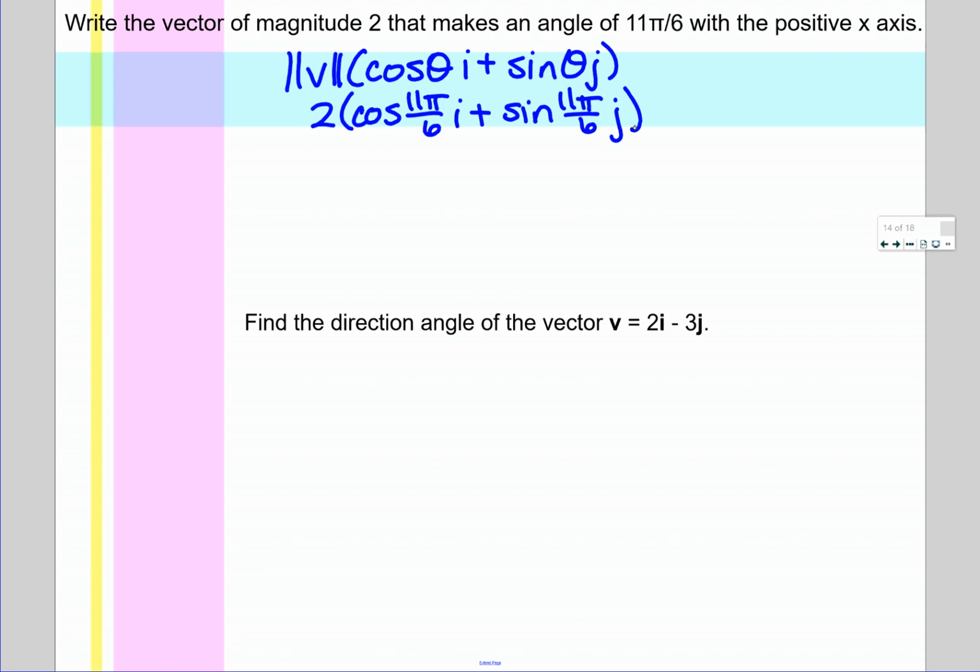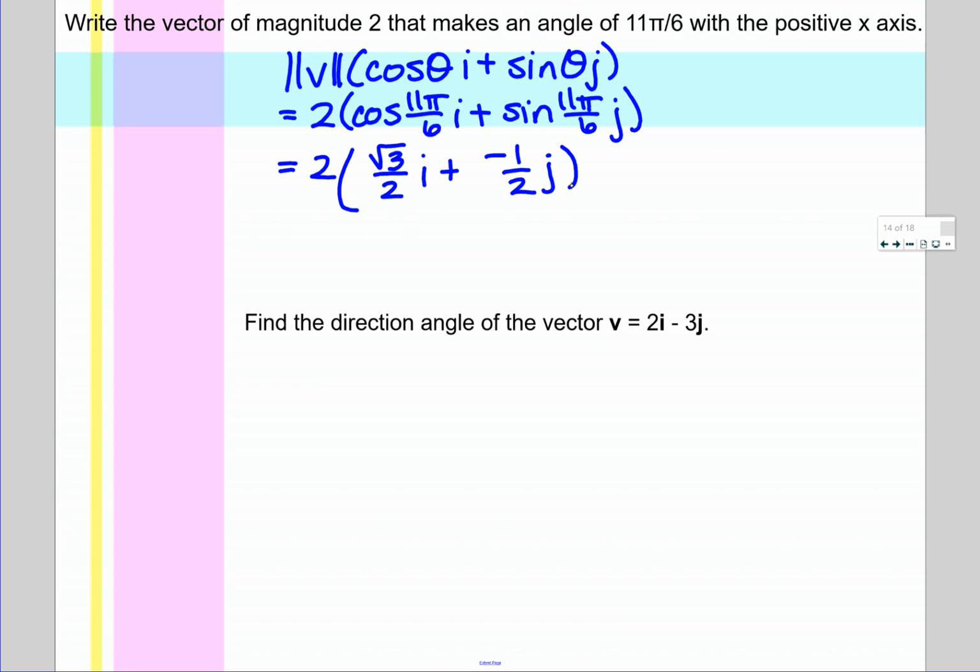What do you think we're going to do now? Unit circle. What is the cosine of 11 pi over 6? It is rad 3 over 2, i. The sine of 11 pi over 6. Negative a half. Still j there.